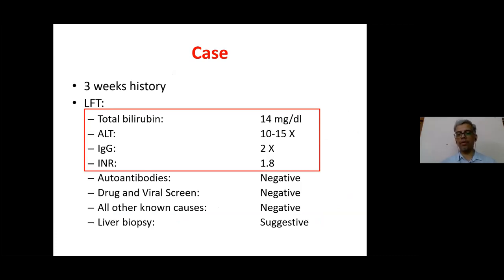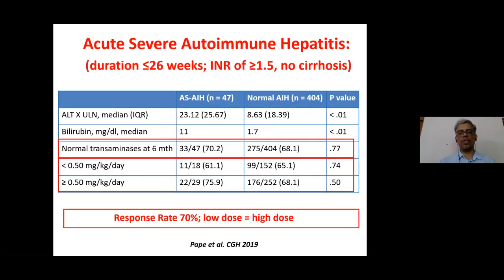You did your autoantibody screen. None came positive. Drugs and viral were all ruled out. All possible etiologies have been worked up and all serologies are negative. We went ahead and did a liver biopsy in this scenario. The liver biopsy was suggestive for autoimmune hepatitis.